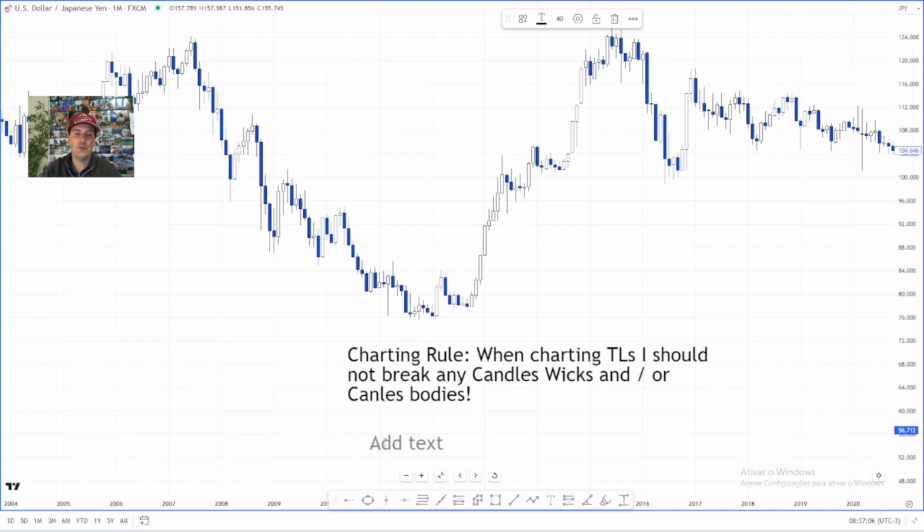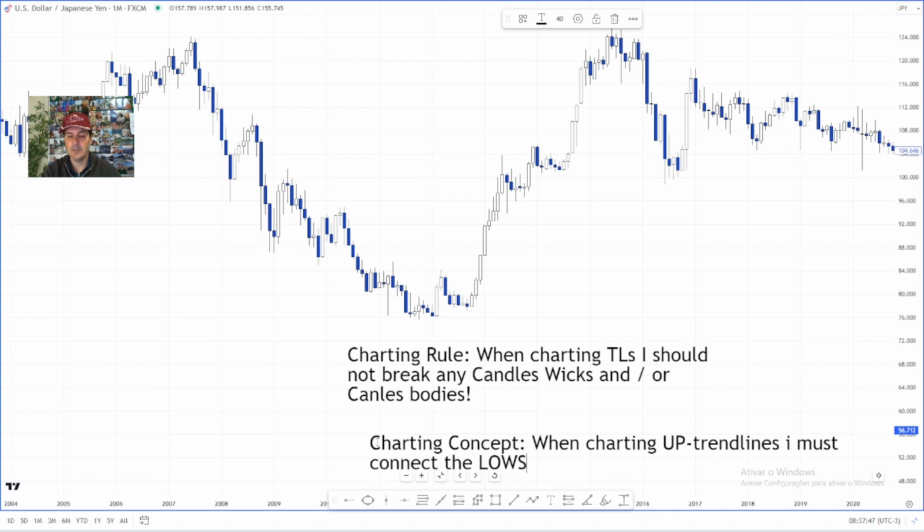But I'm going to show you how people lost money on Euro Dollar. Charting concept: when charting up trend lines, I must connect the, what do you think, highs or lows? The highs? The lows, just tricked you, the lows.